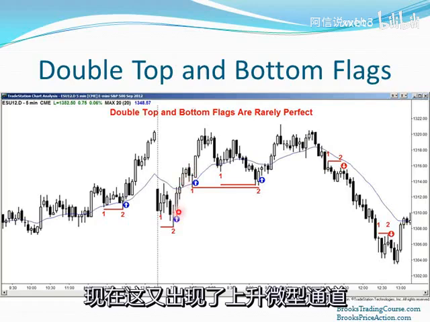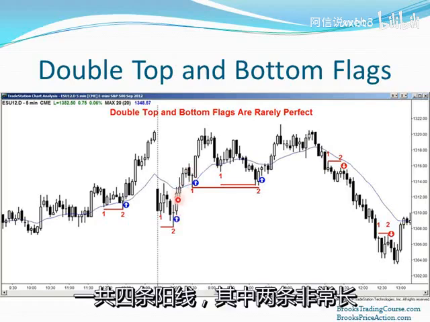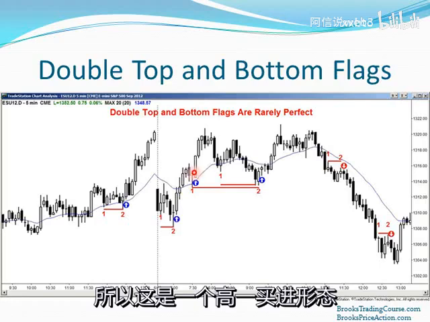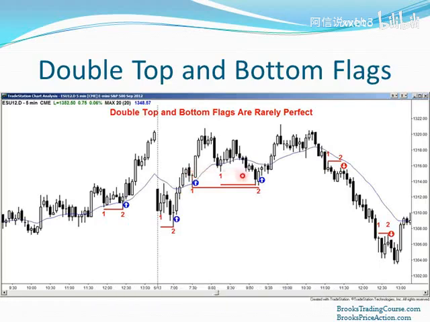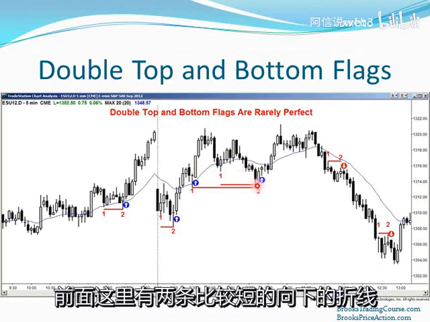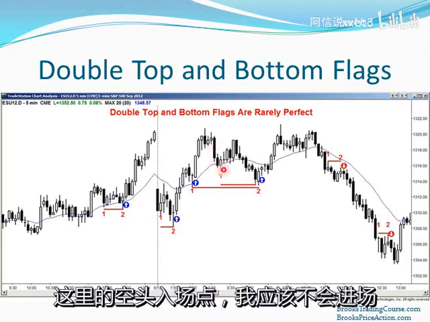Then we have a bull micro channel with 4 bull bars, 2 of them very big. So it's a high 1 buy. You can buy above that bar. Over here, we have 2 legs down. We have 2 smaller legs down here.